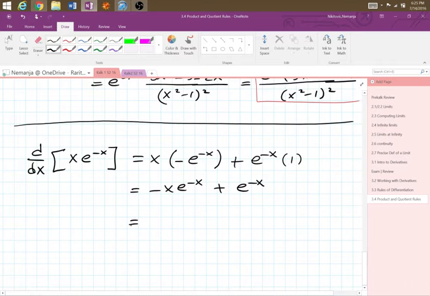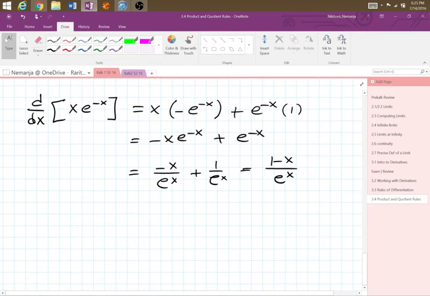Now I'm going to do the algebra here as negative x over e to the positive x plus 1 over e to the x. We have the common denominator already, so we have 1 minus x over e to the x as the answer here. So the product rule is giving us this answer.